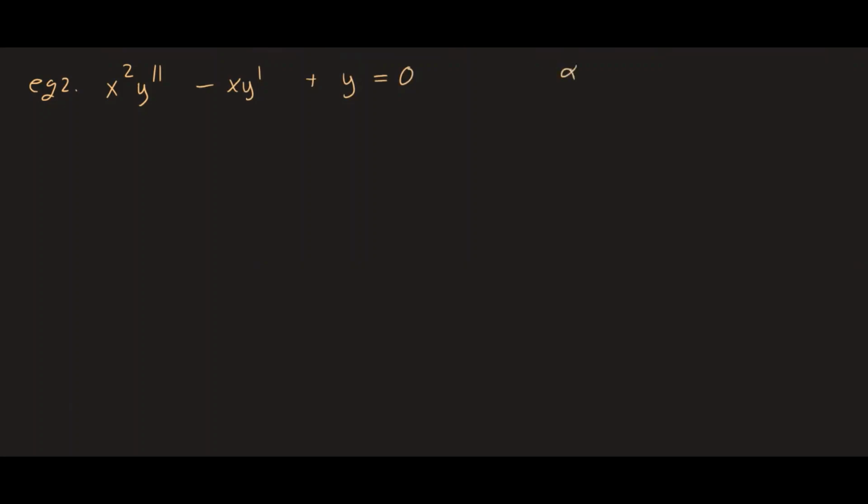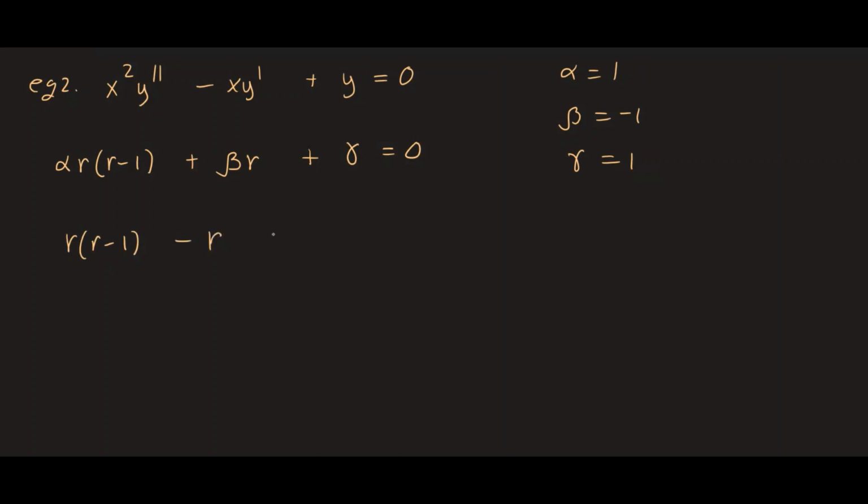So we know alpha is 1, beta is -1, and gamma is 1. So we know our polynomial equation would be alpha times r times (r minus 1) plus beta r plus gamma equals 0. And then we plug in these constants. So we have 1 times r times (r minus 1). Beta is -1, so -r, plus gamma, which is 1, equals 0. And then we try to simplify this. This will give us r squared minus 2r plus 1 equals 0.